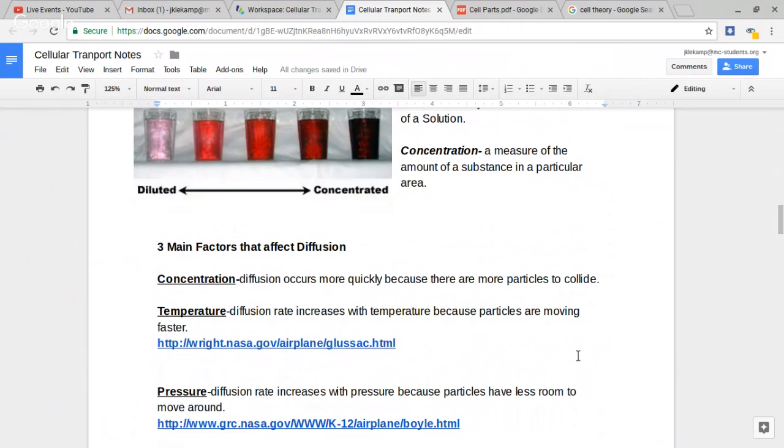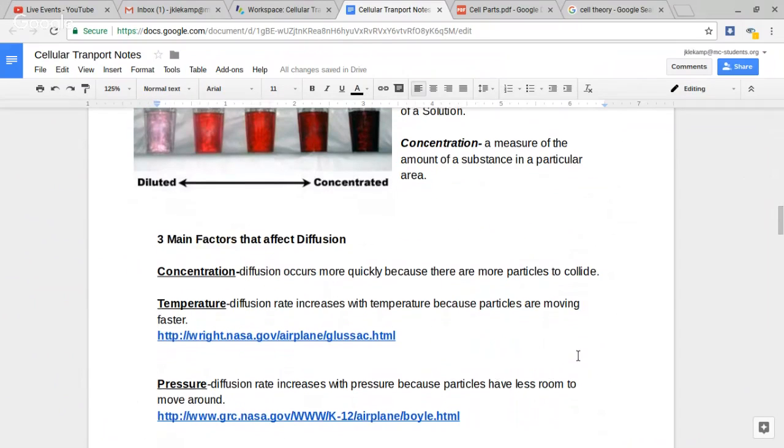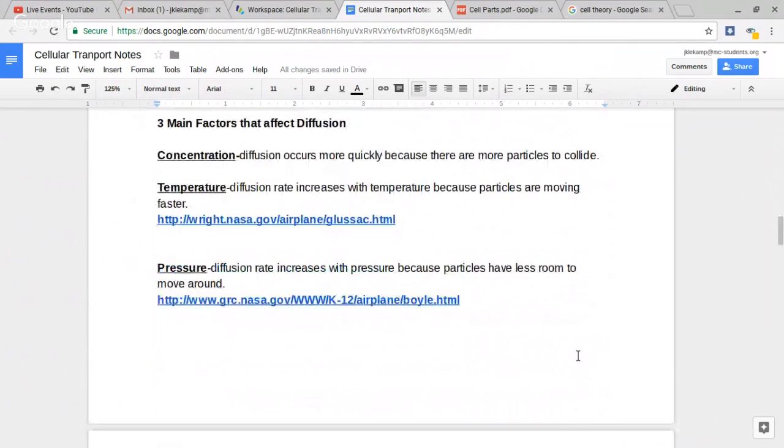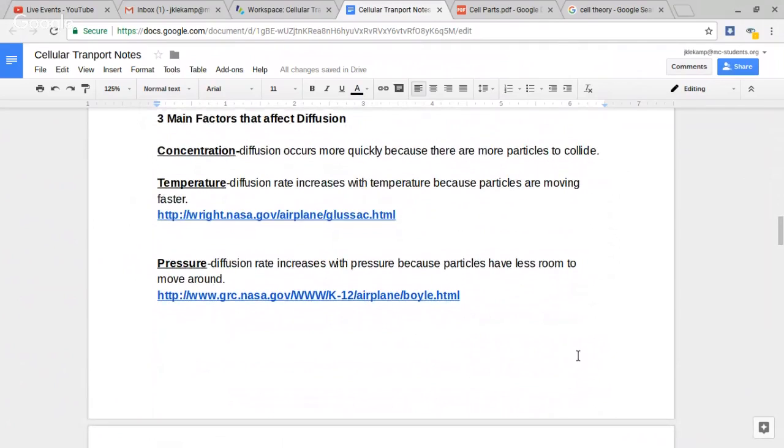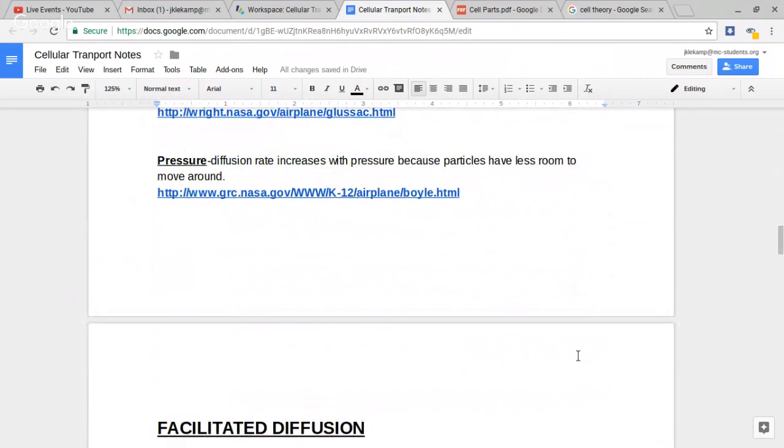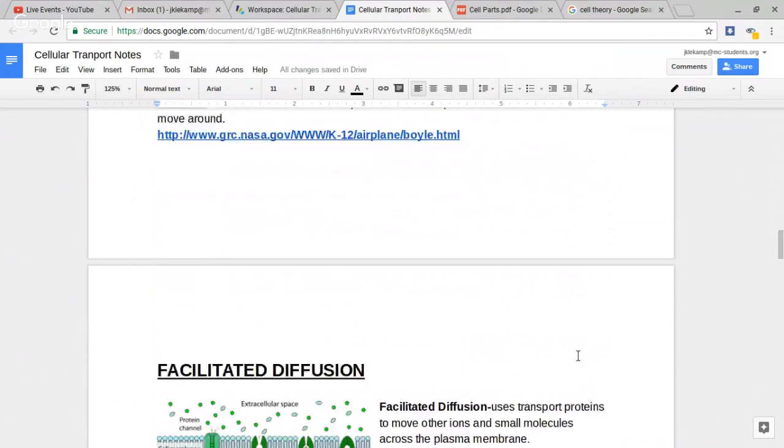The temperature, okay, diffusion rate increases with temperature because particles are moving faster. We give it more energy, they start moving faster, they start colliding faster, and diffusion happens more quickly. Pressure also increases diffusion rate because particles have less room to move around. Again, they're going to collide more, they're going to interact more.